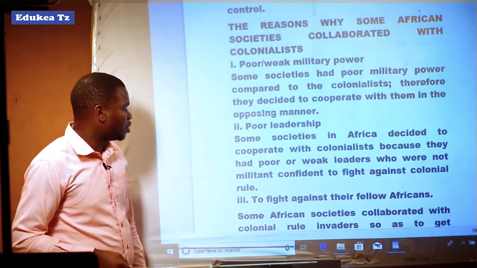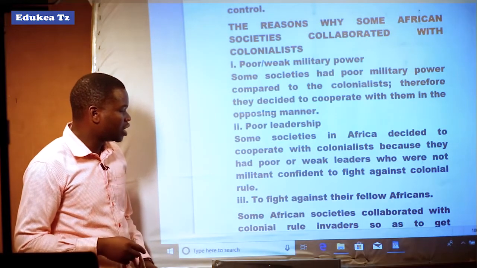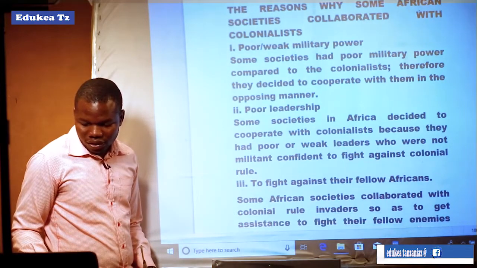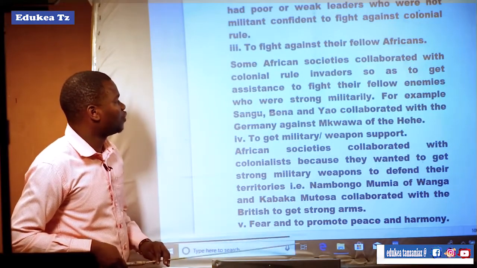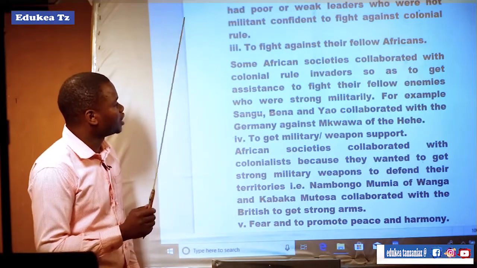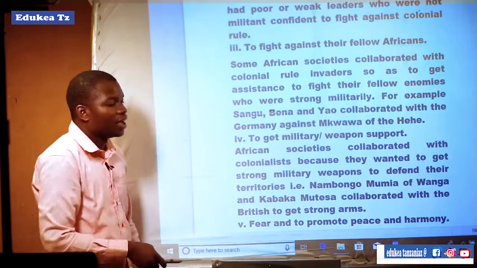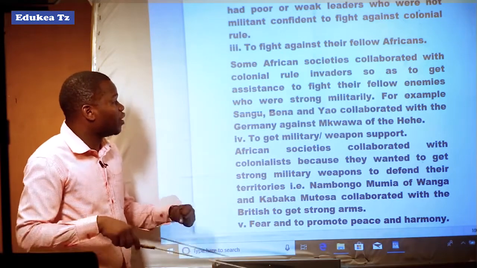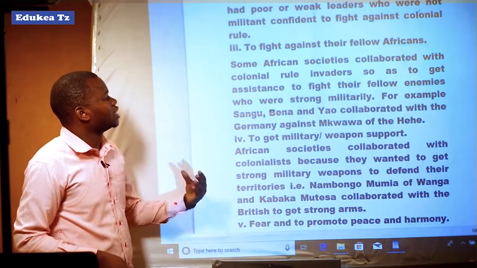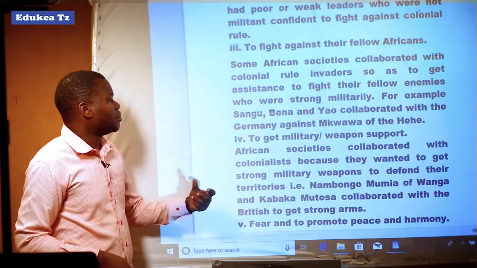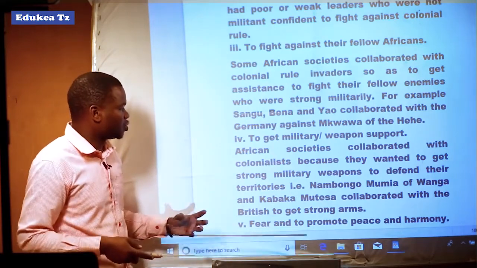Another was to fight against their fellow Africans. Some African societies collaborated with the colonial invaders so as to fight against their fellow Africans or enemies who were militarily strong. For example, the Sangu, Bena, and Yao collaborated with the Germans against Mkwawa of the Hehe. This Mkwawa of the Hehe seemed to be very strong against his fellow tribes. That's why they decided to make friendship with the Germans so as to defeat Mkwawa, who seemed to be very strong.